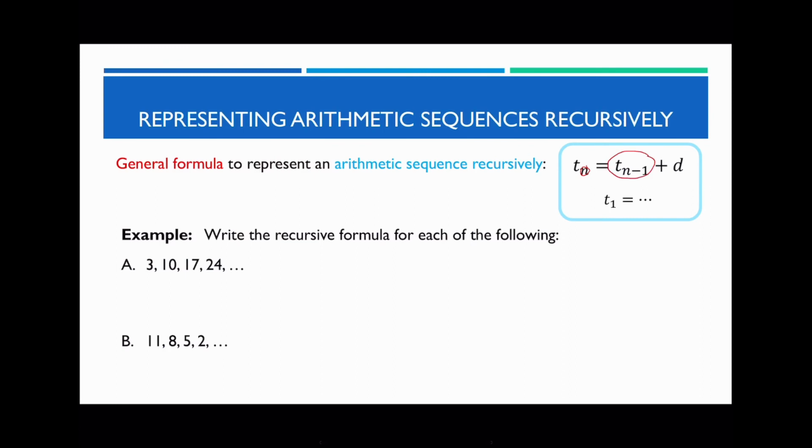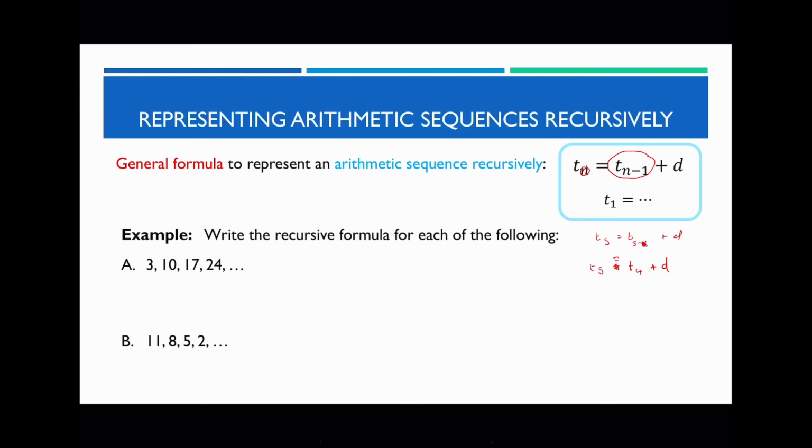So for instance, if I was to find out what T5 is, I need to know what T5 minus 1 plus D is, which is simplified as T4, oh sorry, 5 minus 1 is equal to 4, plus D. So that's how I would write that recursively, and I also need to specifically state what the initial value is, because by knowing the initial value and the common difference, I can find any value. So let's look through some of these examples over here to see how we actually represent this using the recursive formula.